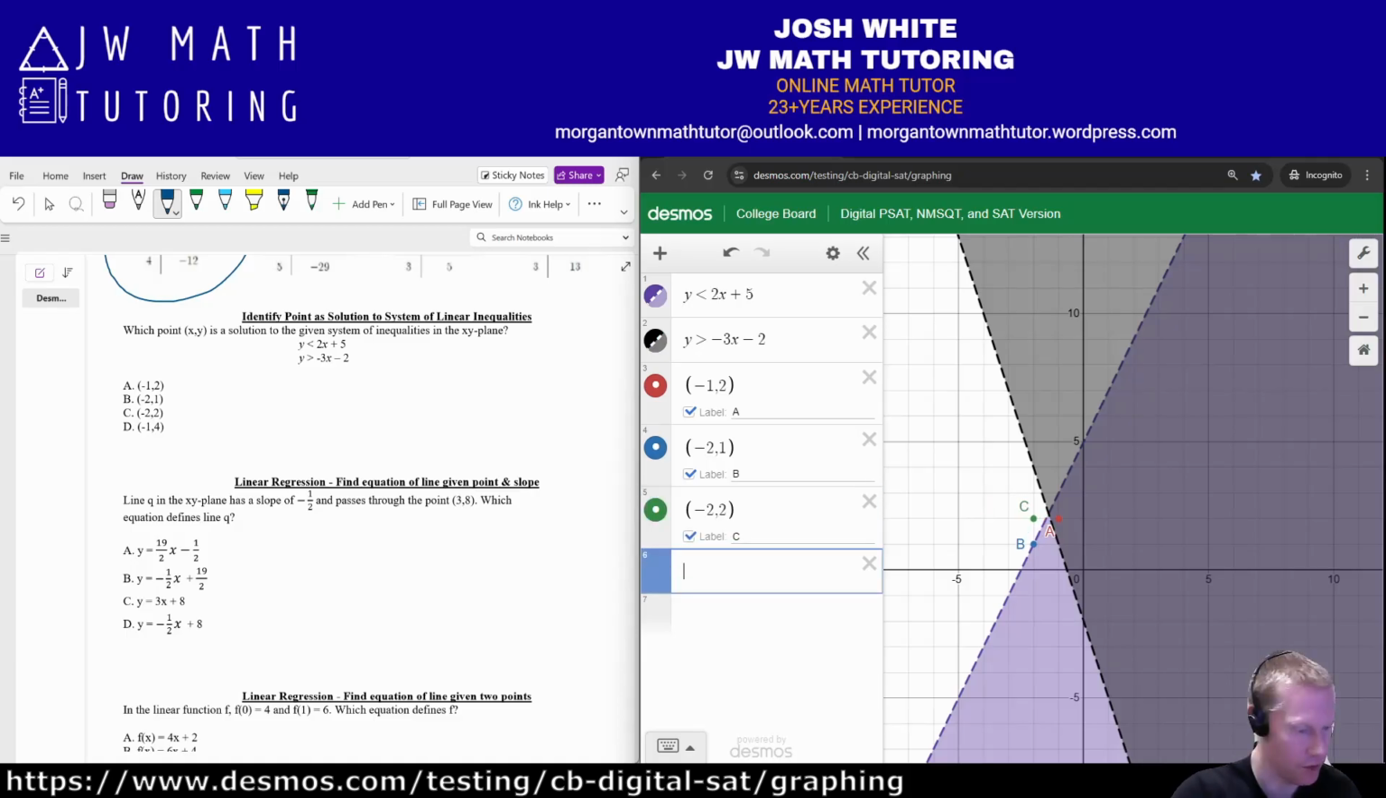And you don't have to spend the time labeling this as I'm doing it. I'm just doing it so you see exactly which one is which, but you don't need to do that when you're taking the test if you already see that they're not in the solution.